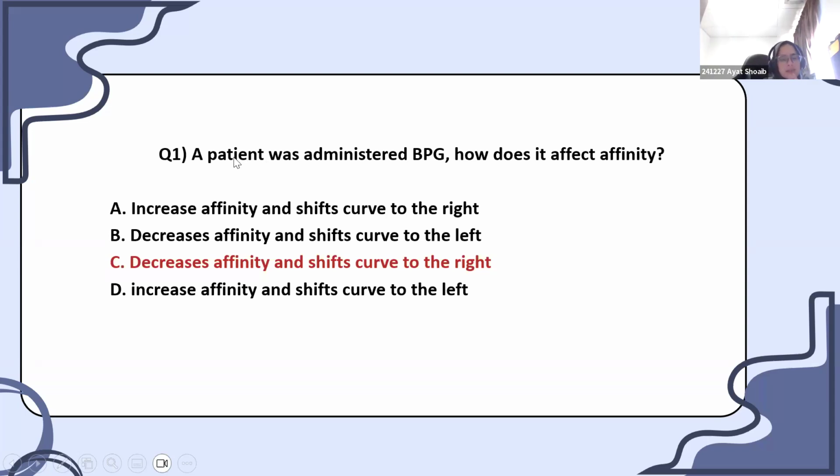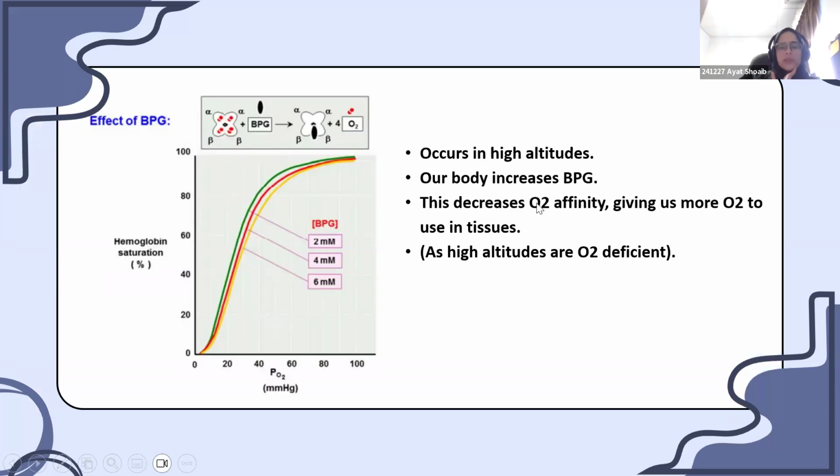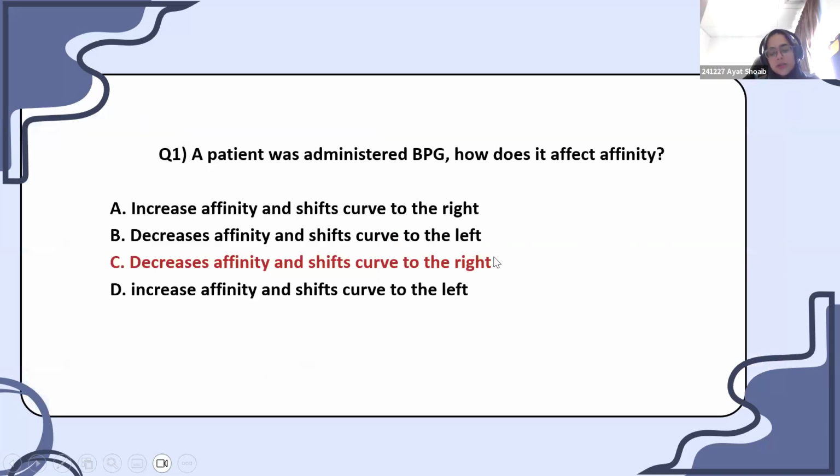Good. Patient was administered BPG. As I said, usually it increases in our body, but we can also administer it. So BPG was increased. If BPG was increased, you're going to lower the O2 affinity, which gives us more O2 in the tissues, like I talked about here. Decreased affinity means you need to push the oxygen in because the hemoglobin doesn't like it anymore. It hates it, low-key. So you need to push it in. That's why decreased affinity shifts to the right.